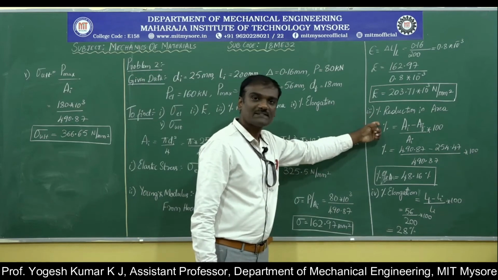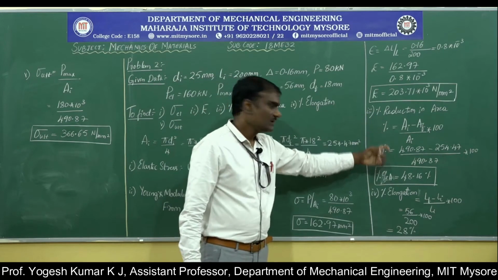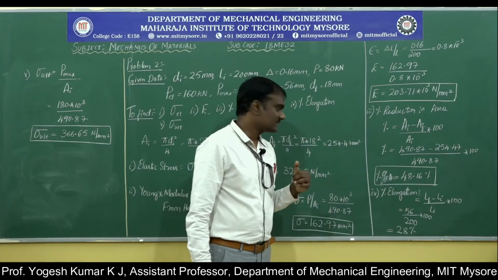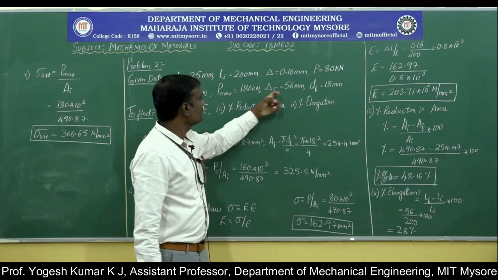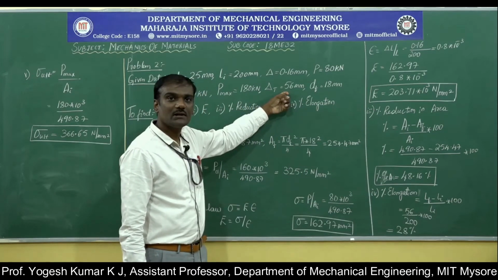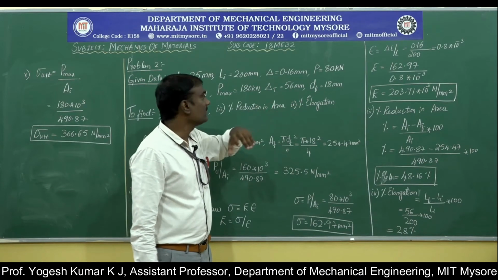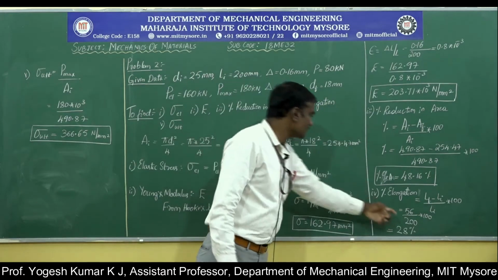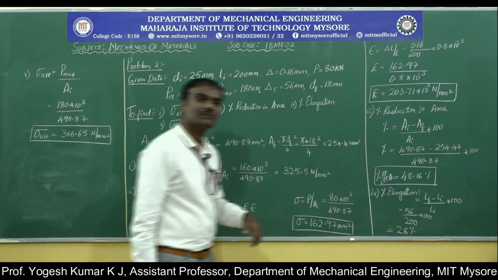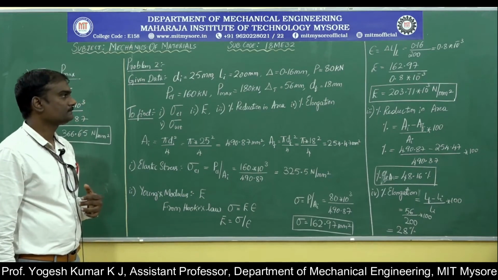Then we found the percentage reduction in area by making use of initial and final areas, and found the value as 48.16%, and percentage elongation. In the problem they have specified the final extension, total extension is 56 mm. Total extension means final length minus the initial length, which is given as 56 mm, and the initial length was 200. The elongation percentage is 28%.